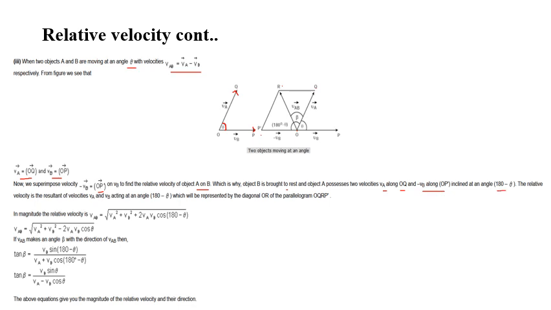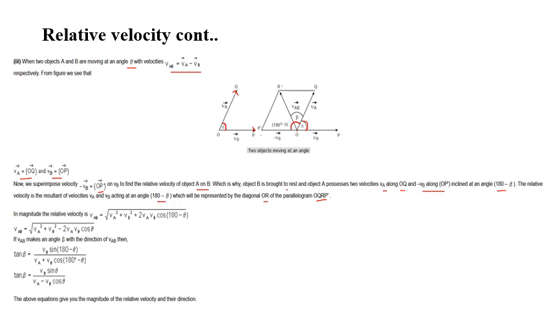The angle between these two is theta, then the remaining angle will be 180 minus theta. The relative velocity is the resultant of velocities VA and VB acting at an angle 180 minus theta, which will be represented by the diagonal OR of the parallelogram OQRP dash. Now we formed a parallelogram OQRP dash. Is that clear?